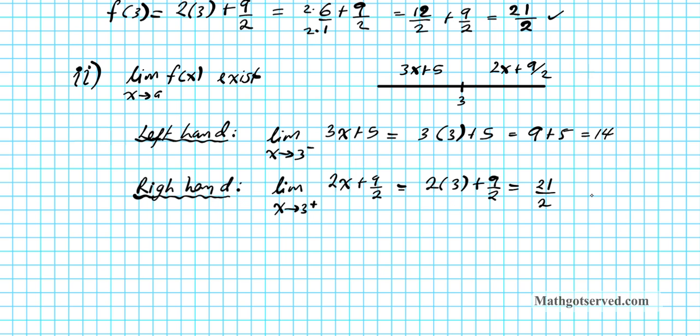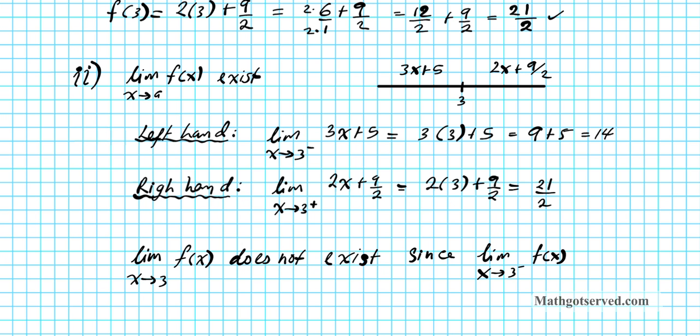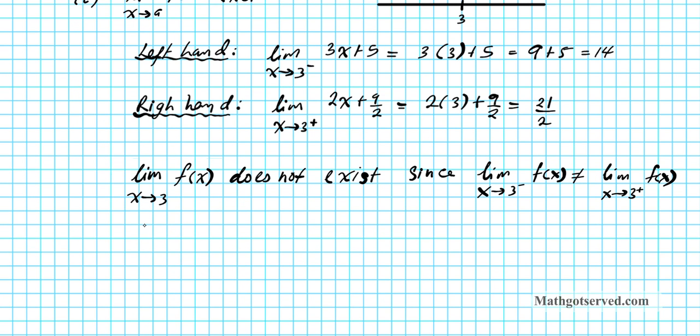So what does this tell us? Since the left and the right hand limits are different, the limit does not exist. So the limit as x approaches 3 of f of x does not exist, since the limit as x approaches 3 from the left of the function is not equal to the limit as x approaches 3 from the right of the function. So this function basically fails test 2. It fails test 2.